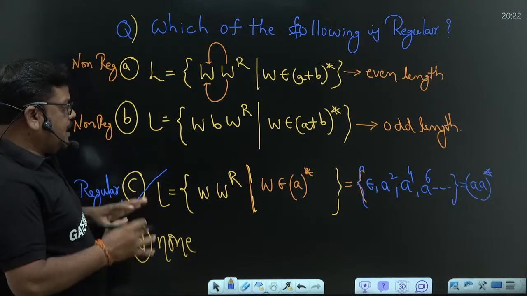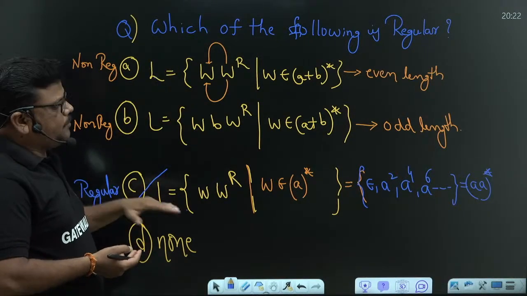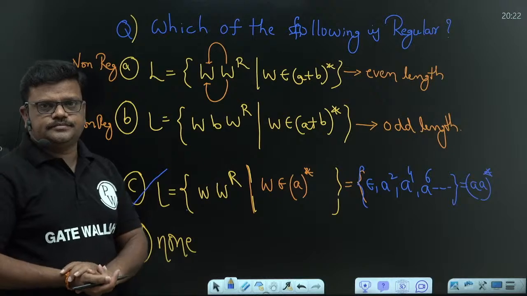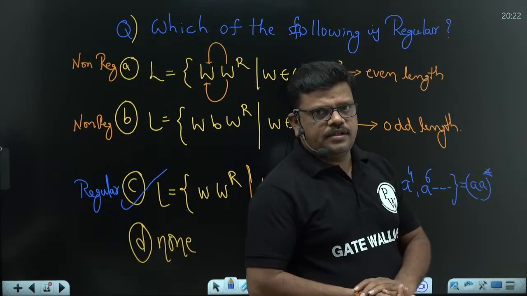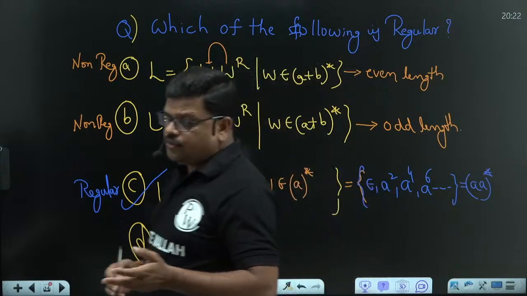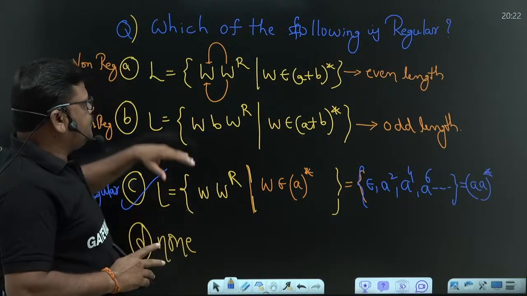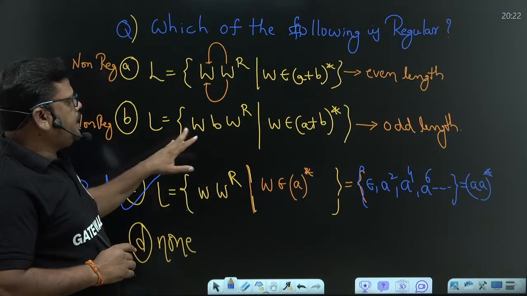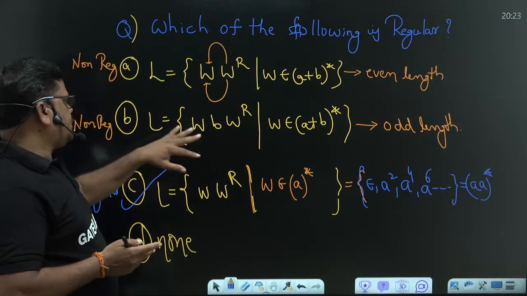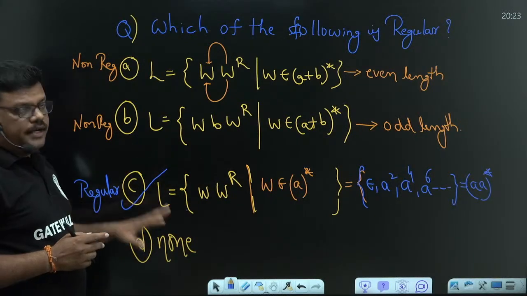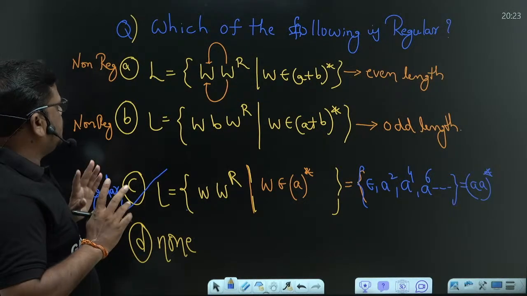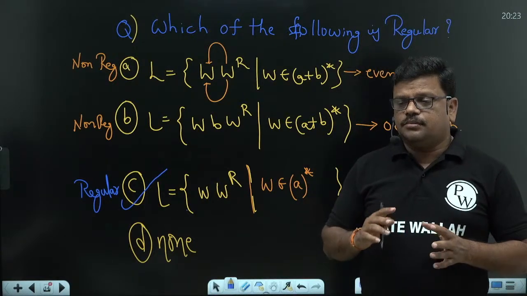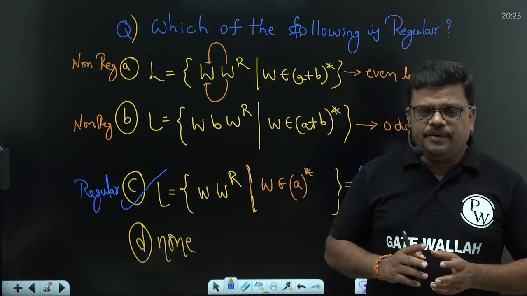Whenever the language looks like WW power R, what is WW power R? Palindrome. Palindrome languages over one symbol are regular. Palindrome languages over more than one symbol are non-regular. First option, non-regular. Second one, odd length palindrome, more than one symbol, non-regular. What about the third one? Palindrome language, one symbol, regular. So which of the following is regular means this is the regular language.